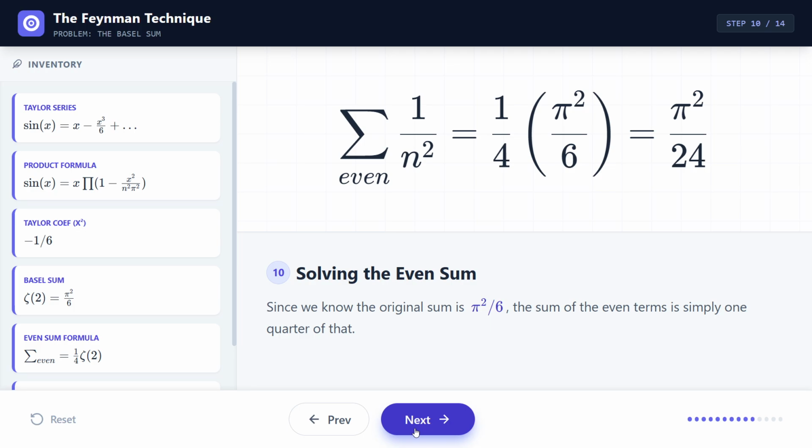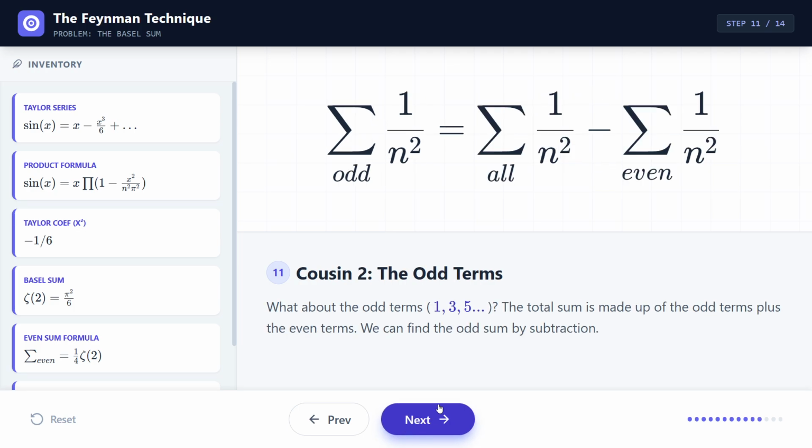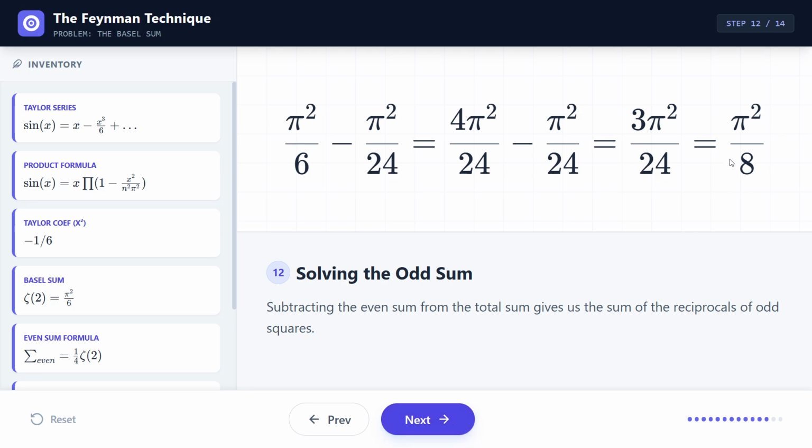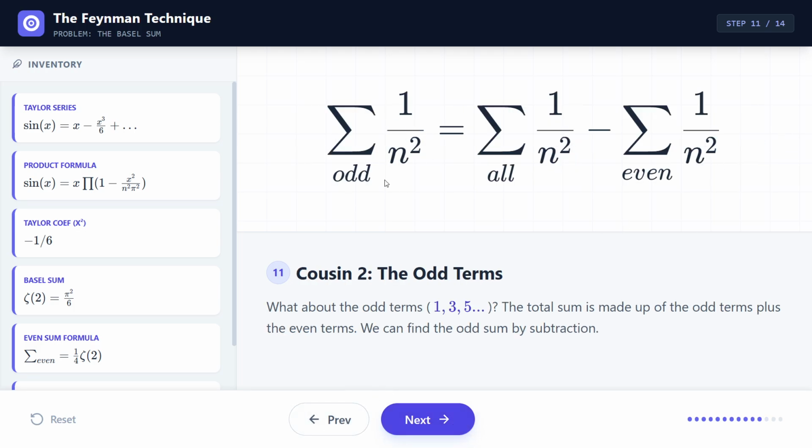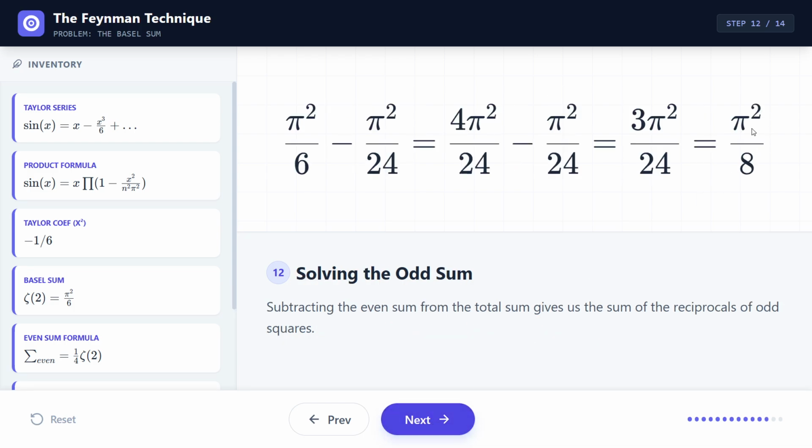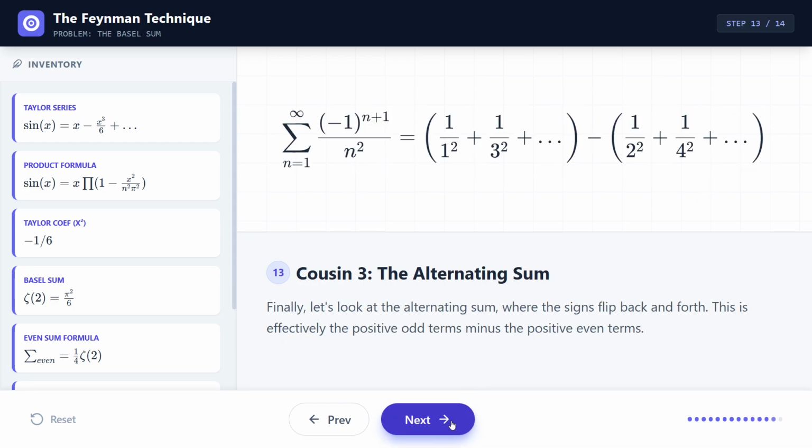All right, so now we have the sum of the evens. Well, let's notice that the sum of the odds is equal to the sum of all of them, which we know is pi squared over 6, minus the evens, which we know is pi squared over 24. So that means that the sum of the odd squares is pi squared over 8. And we've got one more.